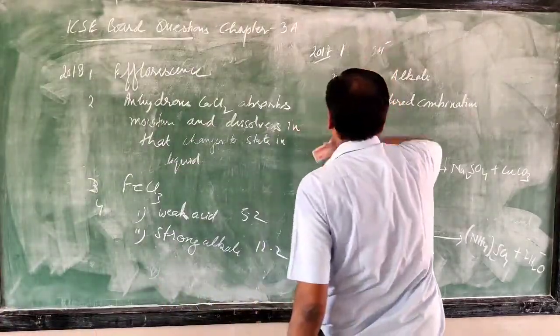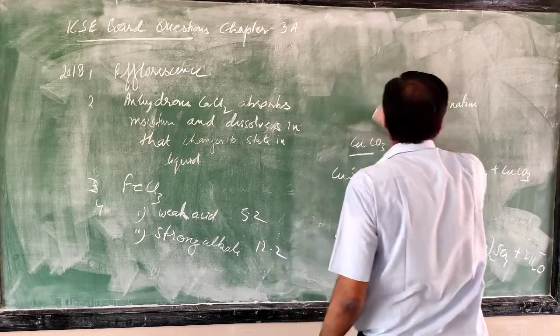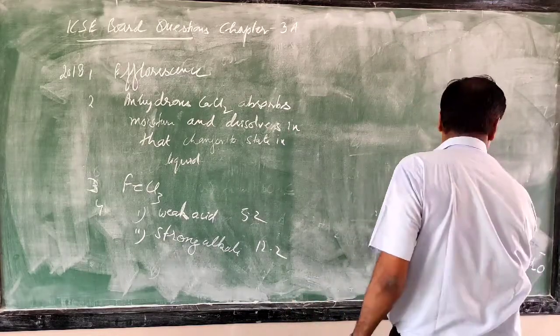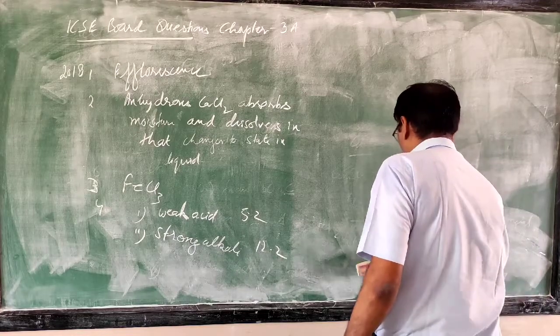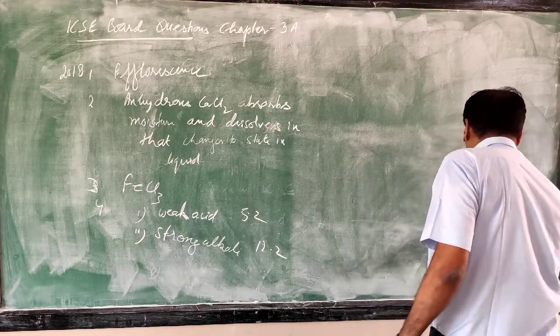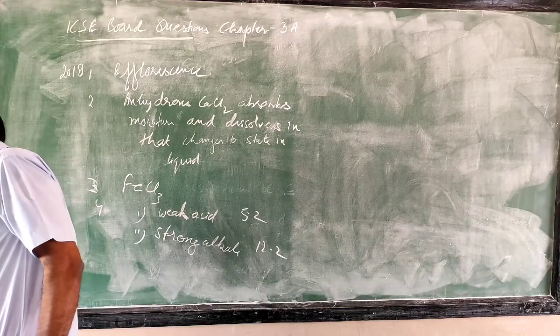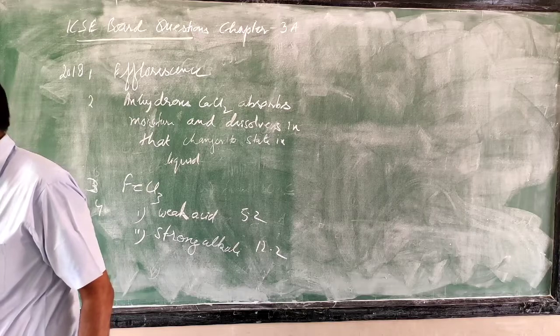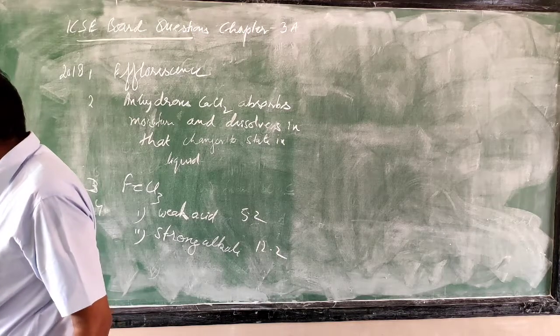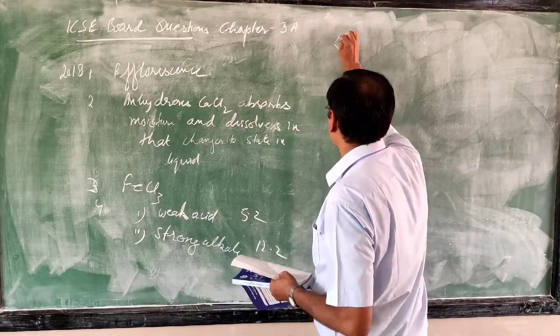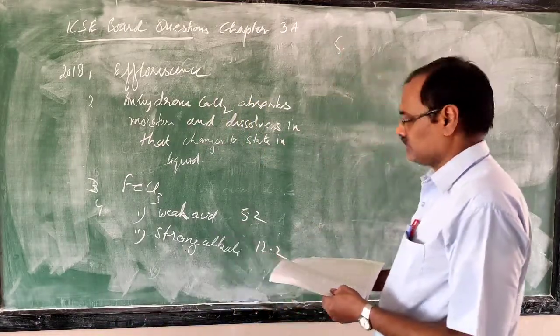Now the fifth question. It is very necessary to solve the board questions. Then only you can get the idea of the questions that will be asked to you, and you are going to write the board equation. So this fifth one, 2018.